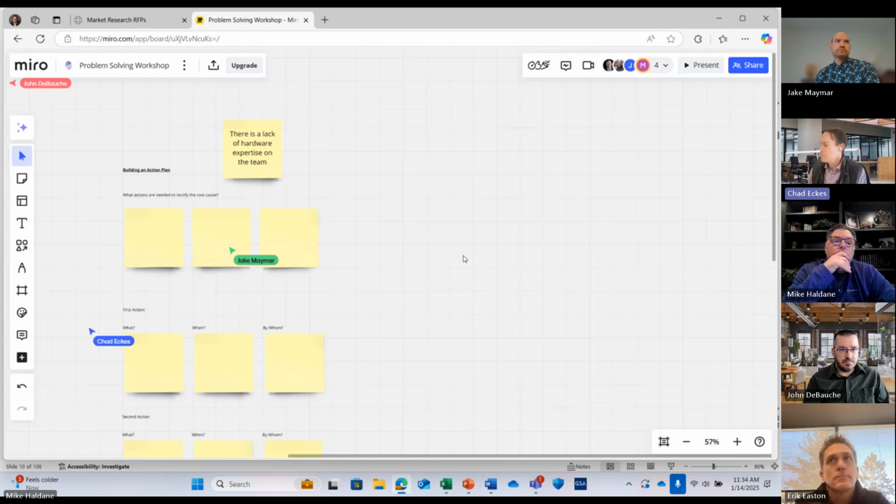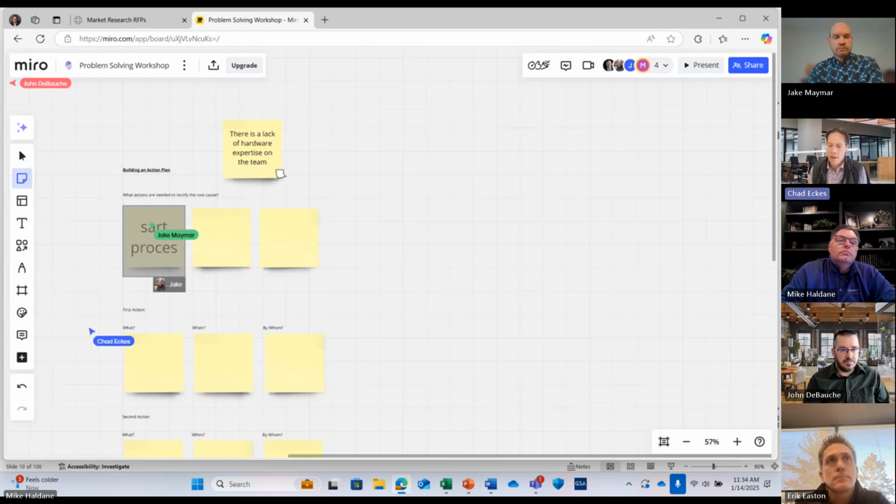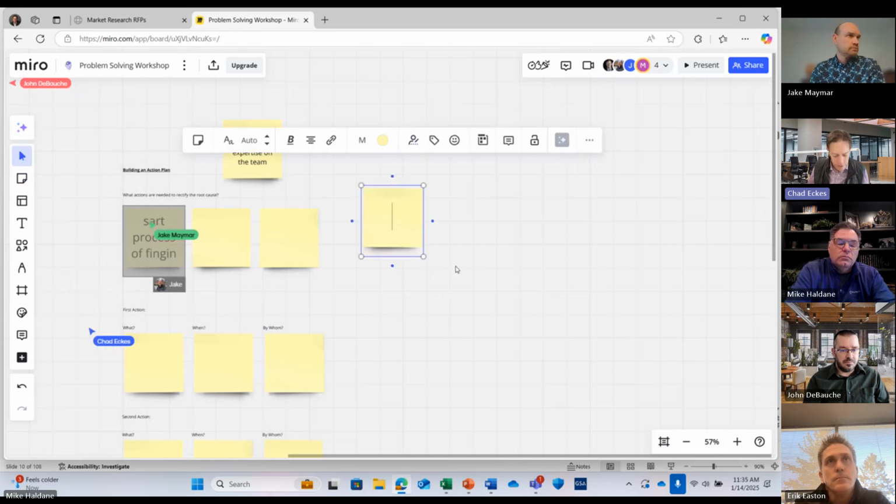Let's just start with people typing in some actions that might be a good idea for rectifying the root cause, that there's a lack of hardware expertise on the team, and put yourself in the shoes of the two founders in the case study. I've got to remember their names. I think it was Charles and Michelle.